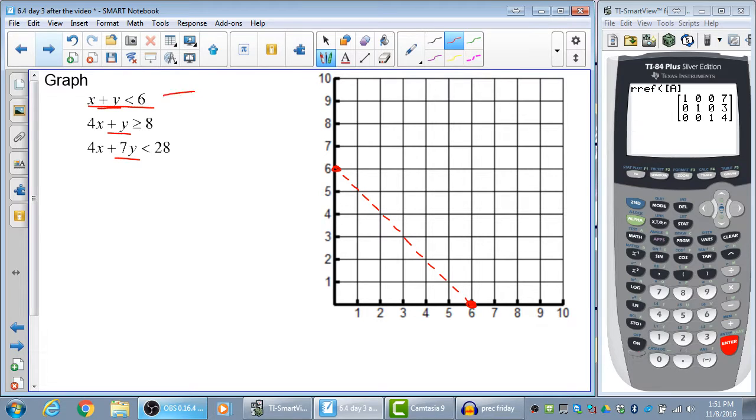So there's the red. The green has an x-intercept of 2 and a y-intercept of 8. I believe that's a solid one. There's the green. And let's make the last one blue. The x would be 7, the y would be 4. X is 7, y is 4. And this one would be dotted also.